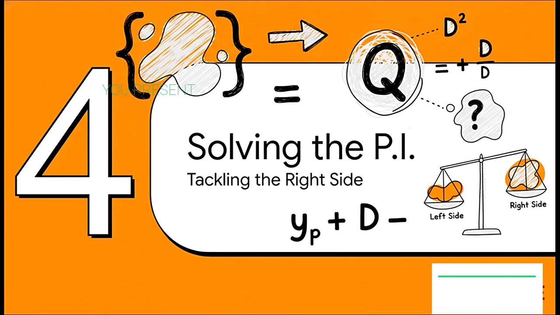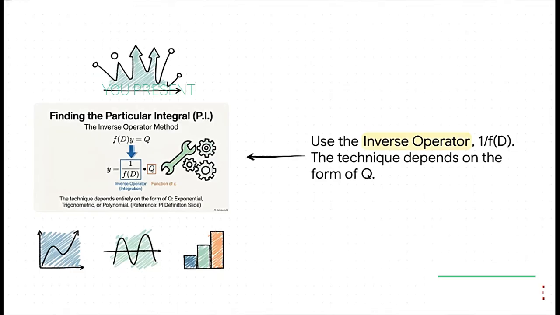This is all about dealing with that function q that's been sitting over on the right side of the equation. To find the PI, we use what's called the inverse operator. It looks a little weird, that 1 over f of d, but all we're doing is algebraically rearranging the equation. Think of this operator as a specialized tool, almost like a targeted form of integration.